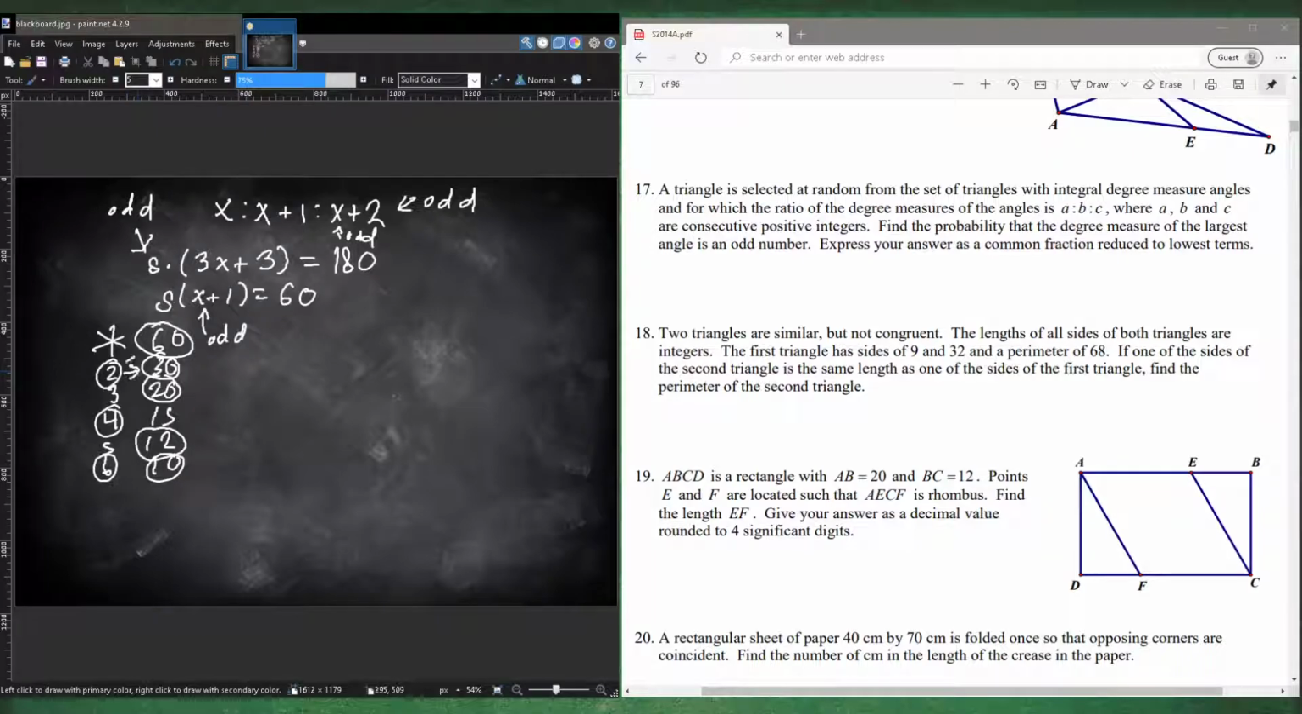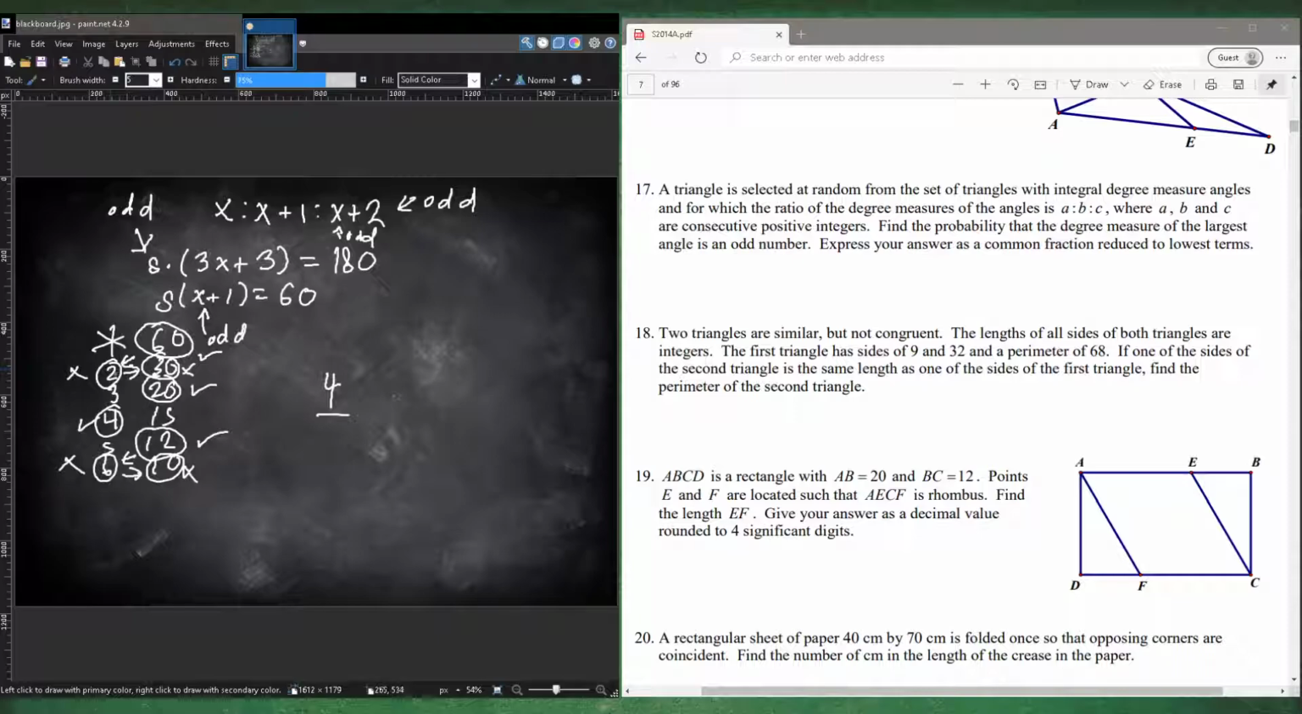Okay, so these two do not work because they're even scaling factors. 60 works because 1 is an odd scaling factor. 20 works because 3 is an odd scaling factor. 4 works because 15 is an odd scaling factor. 12 works because 5 is an odd scaling factor. And 6 and 10 are even, so they both don't work. So we have a 60, a 20, a 4, and a 12. So that's 1, 2, 3, 4.